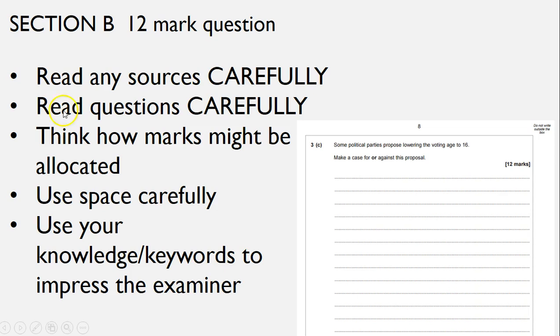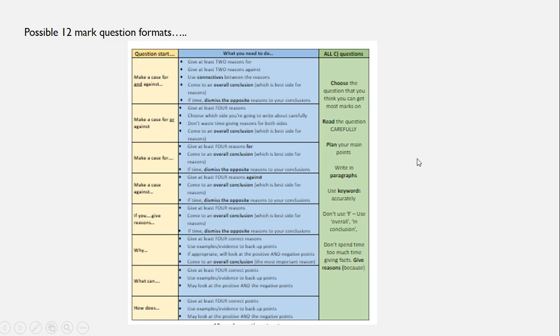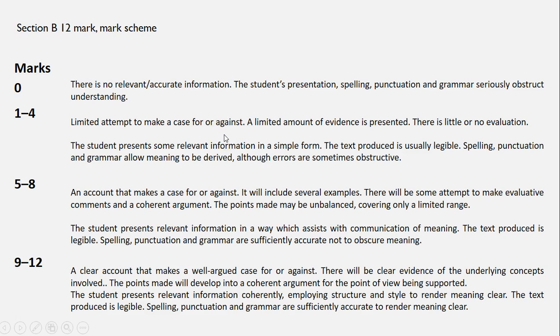In section B is your big 12 mark question. The same rules apply. Read the question carefully. I've put together for you a list of possible formats for the question, which is 12 mark, which is on Edmodo. Read this carefully and practice some of them using the guidelines that I've given you. There's also the mark scheme for the 12 mark question, so you can see how to get the top marks down here. That's what you need to do in that time.